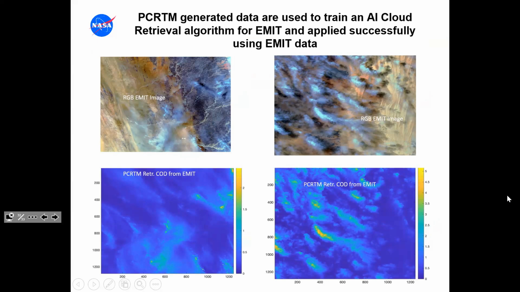This is the EMIT observed image. This is our retrieved cloud. It's very high accuracy in the sense that we capture all this, like you cannot see the cloud. So the current EMIT algorithm, they only see patchy things to do the cloud mask, and miss most of them. So anyway, this is another example.